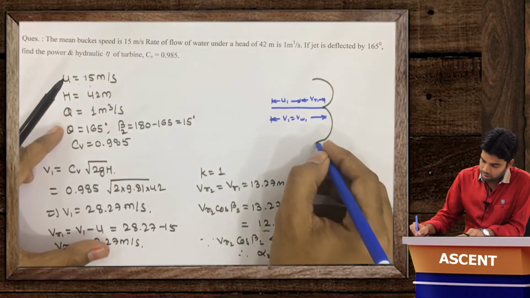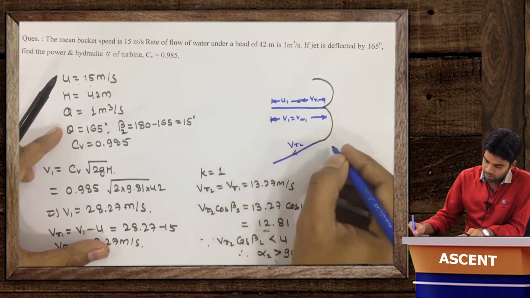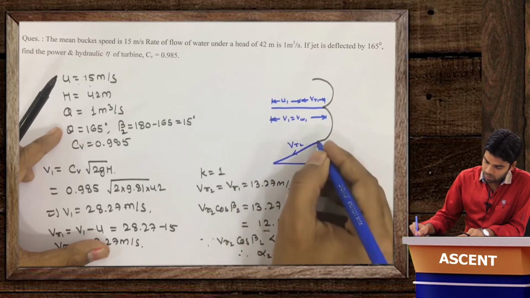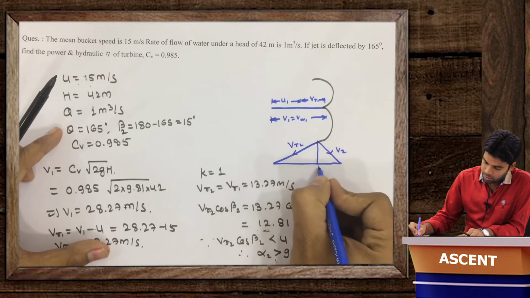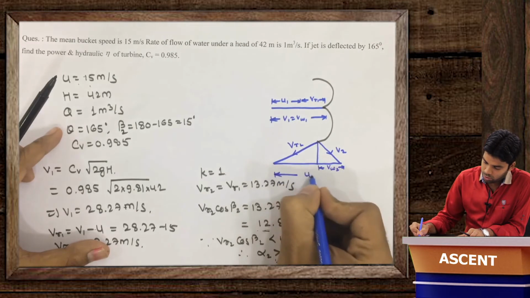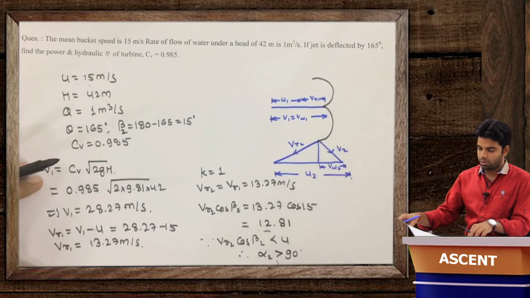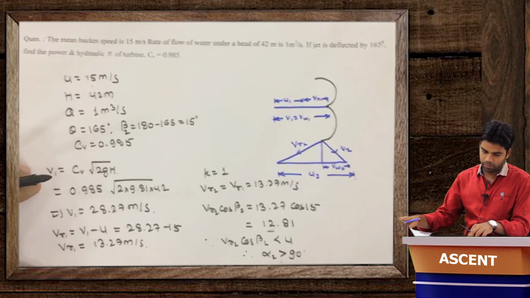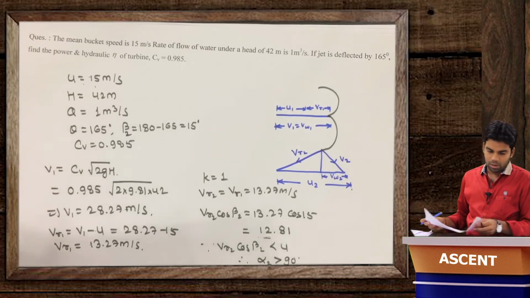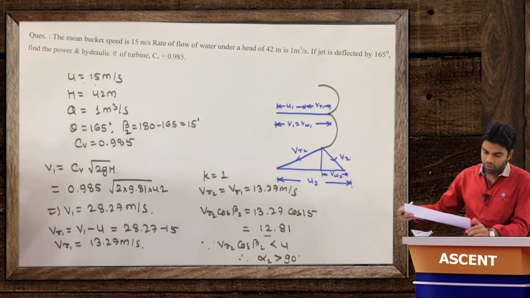Okay, so now we can draw the velocity triangle here. So velocity triangle will be somewhat like this. This is Vr2, this will be V2. Okay, this is Vw2, and this whole is u2. Getting this or not? Okay, now we can determine the value of Vw2.